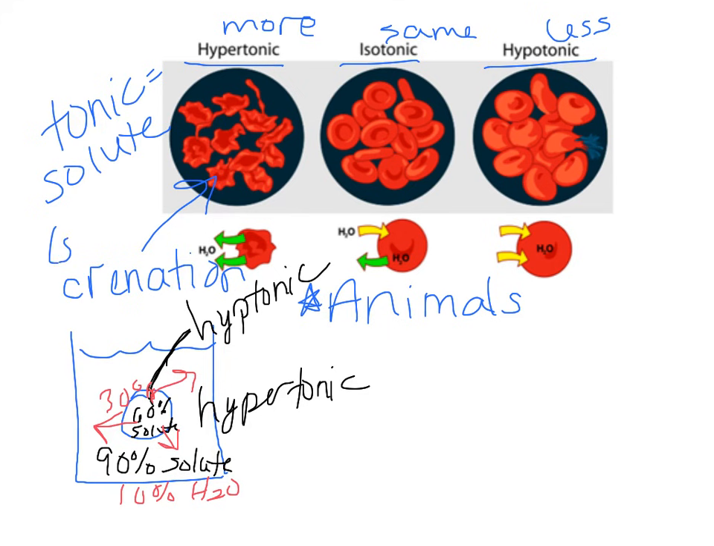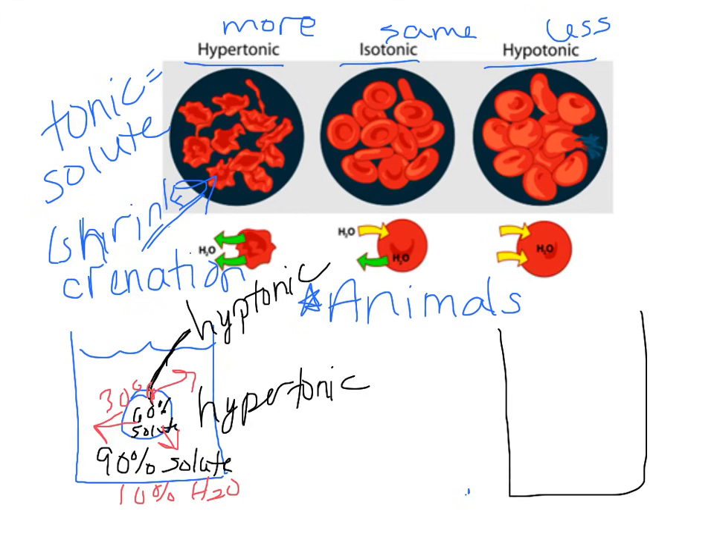So when an animal cell is placed in a solution that is hypertonic to the cell, it will lose water, so it will shrink or crenate. It loses water because there is less water in the solution than there is in the cell, and water moves high to low. Let's look at a hypotonic solution. Okay, let's try a hypotonic.